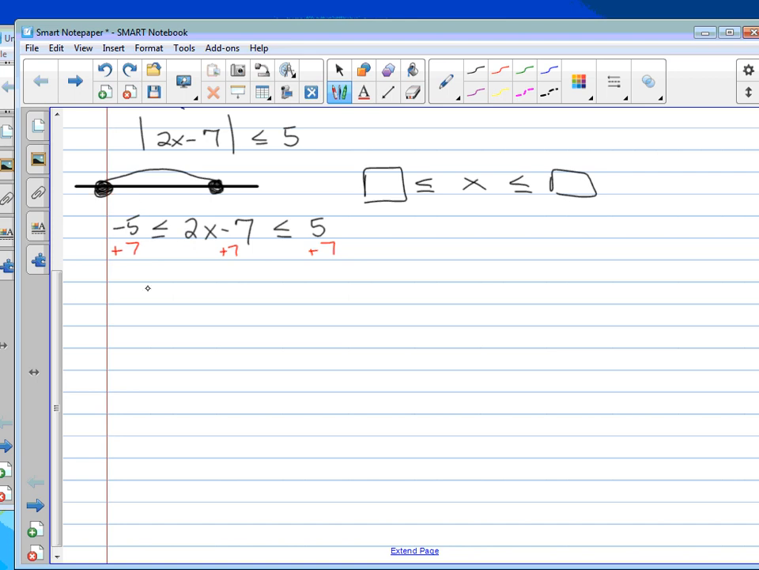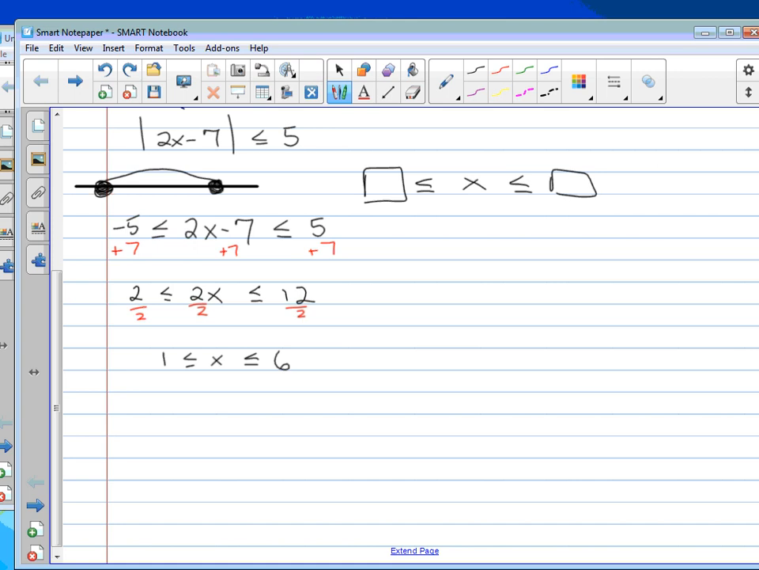All right, and we simplify. Negative 5 plus 7 is 2, less than or equal to 2x. The 7's canceled out. And I got 12. All right, pretend this isn't here. How would I get rid of the 2? Divide. So we divide everybody by 2. And you end up with 1 is less than or equal to x, which is less than or equal to 6. And we're almost done. All right, so there's our solution.